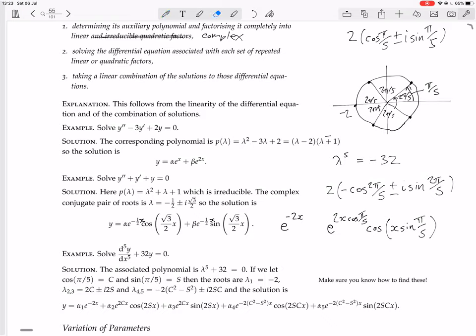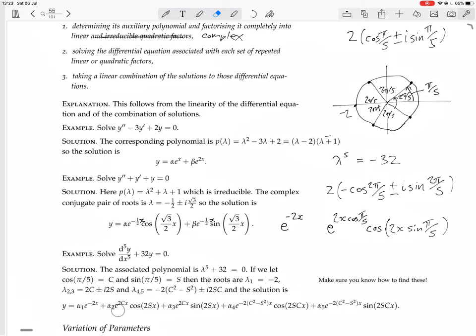So that's going to be this part, I think. Oh, sorry, it's 2, isn't it? There's a 2 there. So we're actually going to have 2x sine pi over 5. And you don't put the imaginary, don't put i there. Okay, so that should be this part.